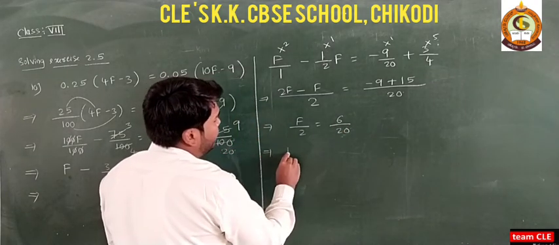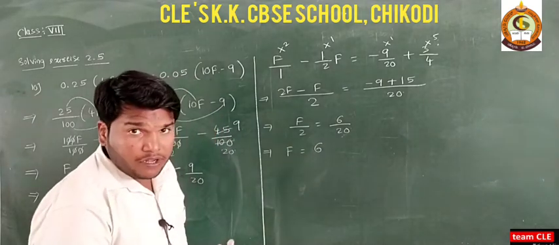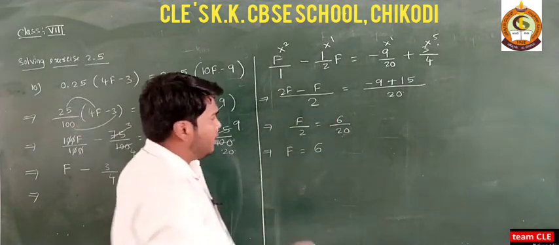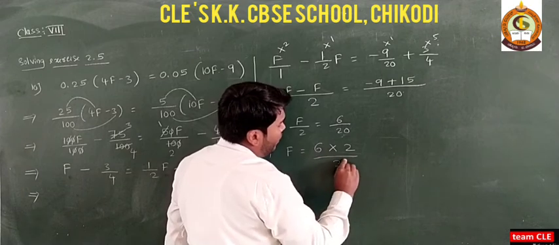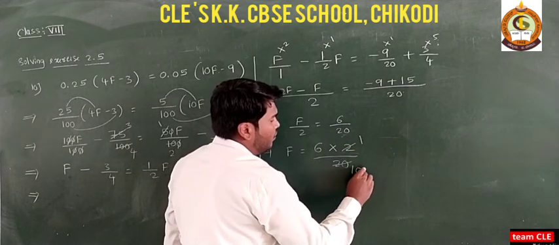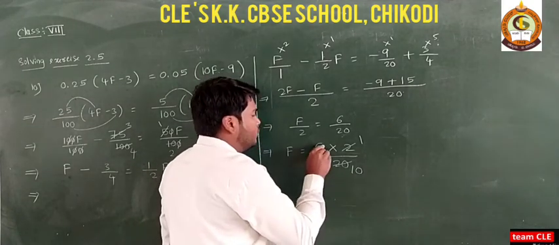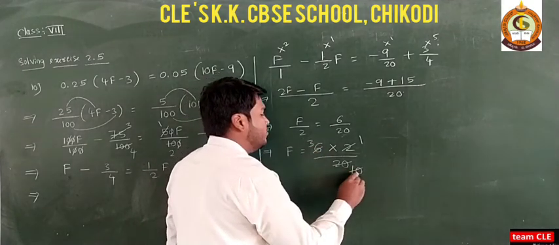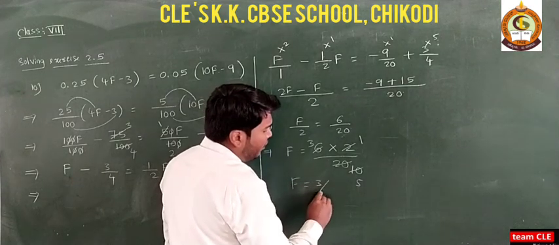Now cross multiplication, f is equal to, I will write 6. This is 2 in the form of denominator. When shifted to the numerator, f is equal to 6 into 2 whole divided by 20. So this is 2 1s are, 2 10s are. 6 and 10 are remaining. So this is 2 3s are 6, this is 2 5s are 10. So getting f is equal to 3 by 5.